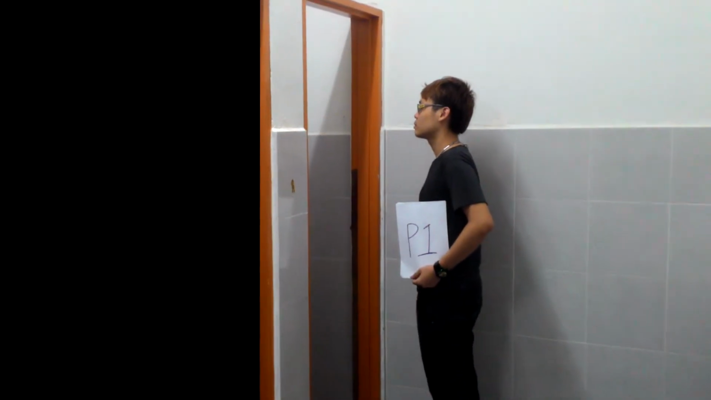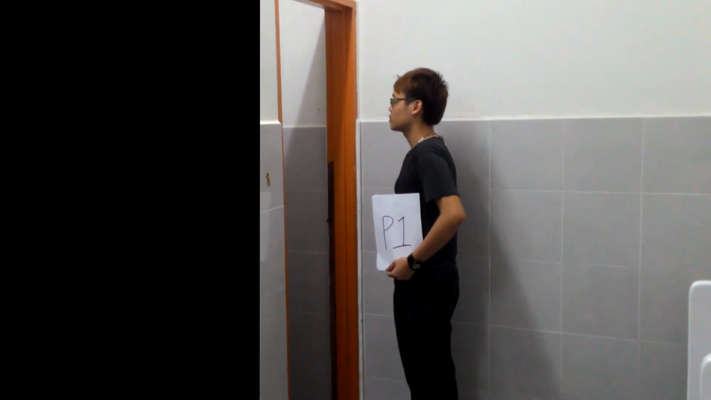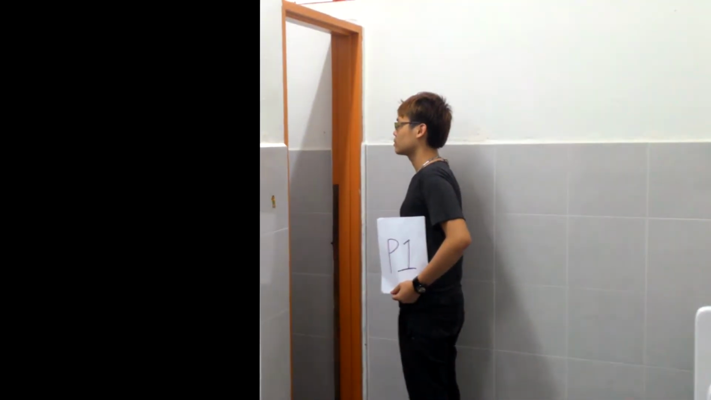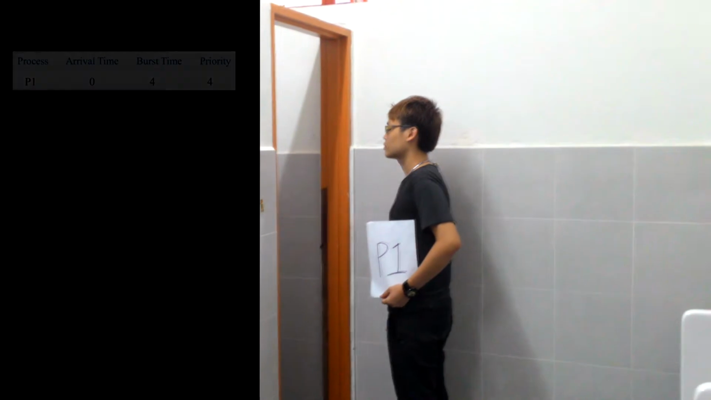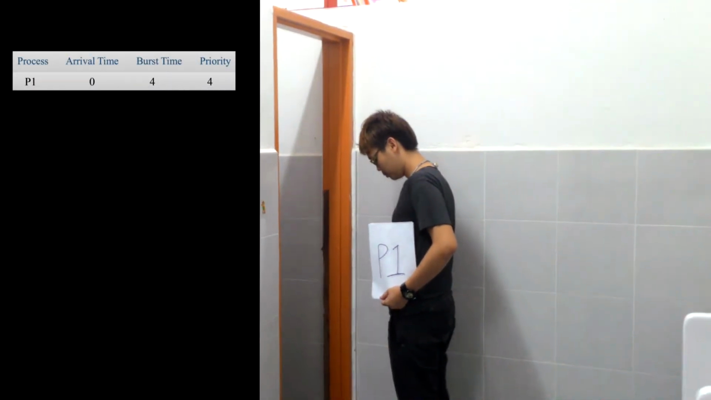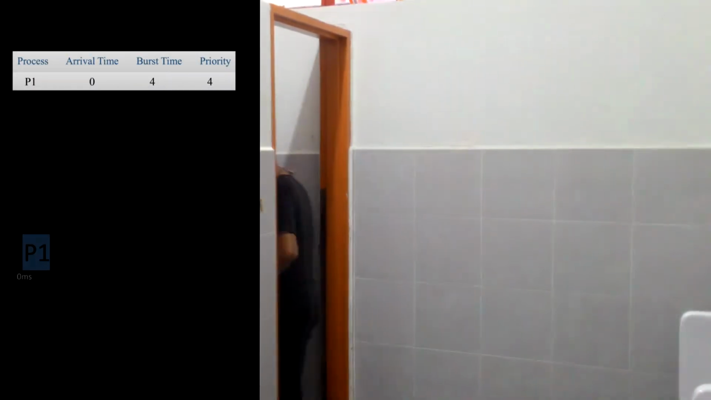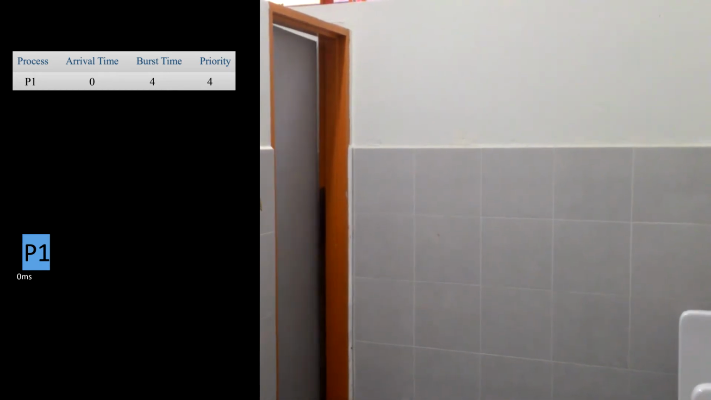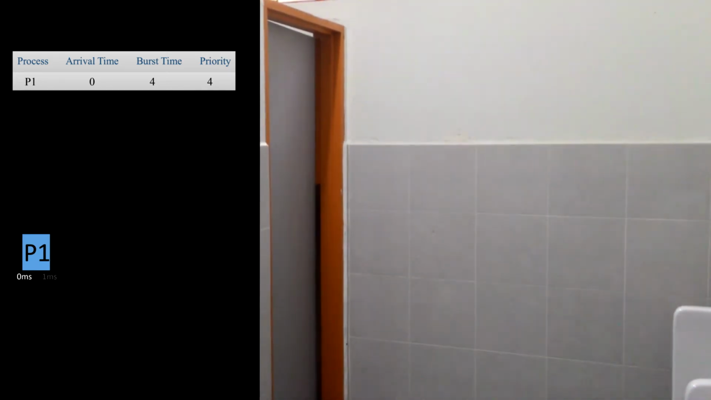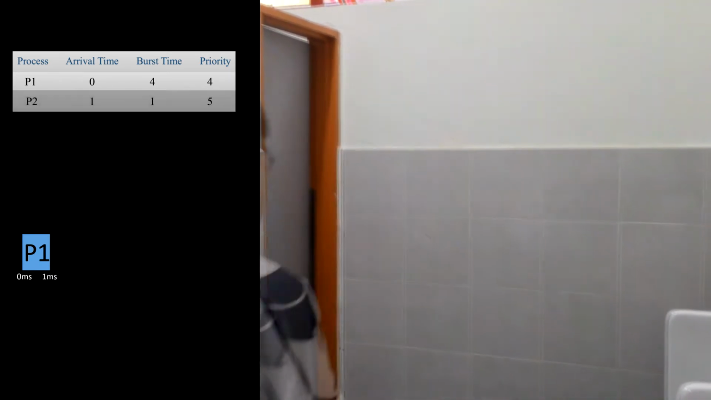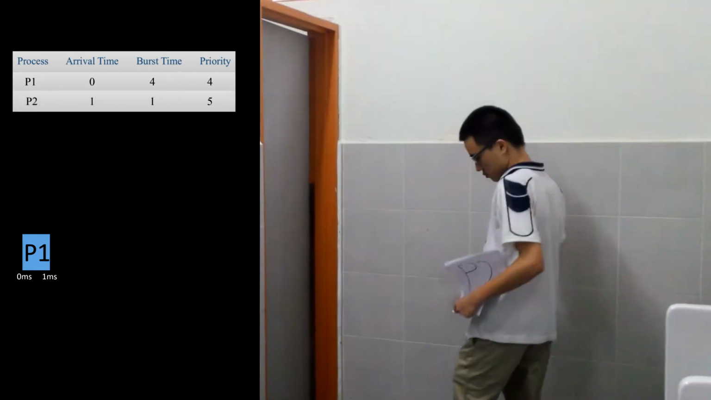About preemptive SJF. We're using an example to show the preemptive SJF solution. P1 burst time is 4, arrival time is 0. P1 enters first until 1 millisecond. At 1 millisecond, P2 arrives. Its burst time is 1, arrival time also 1.